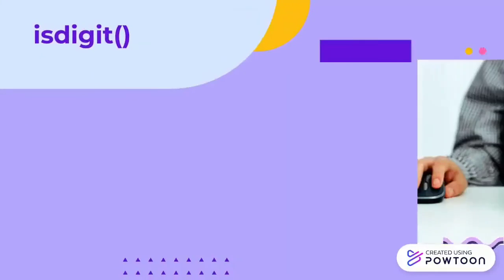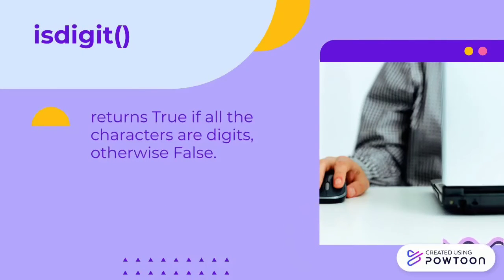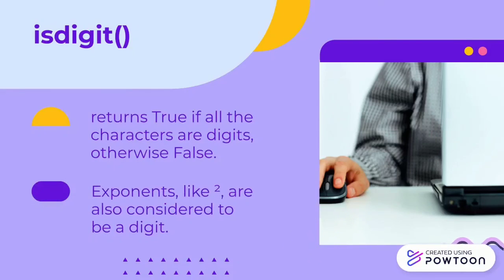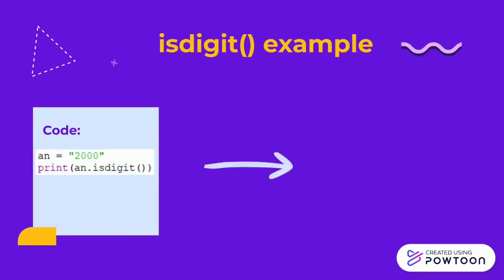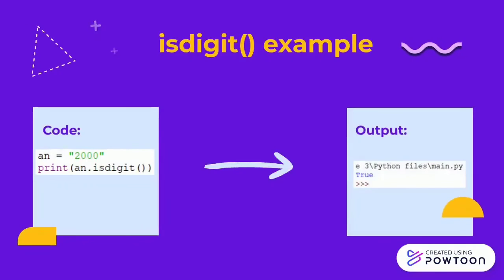18. isdigit. Returns true if all the characters are digits, otherwise false. Exponents, like squared, are also considered to be digits. Here's an example. The isdigit method checks if all are digits and outputs true if all are digits.